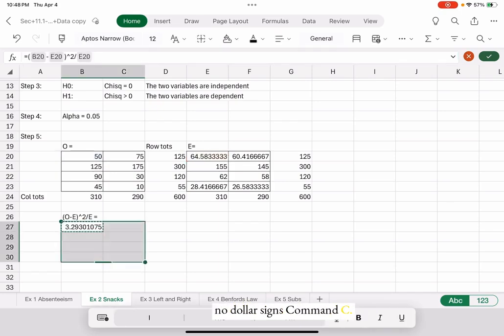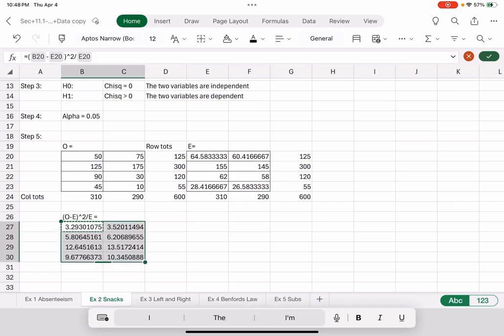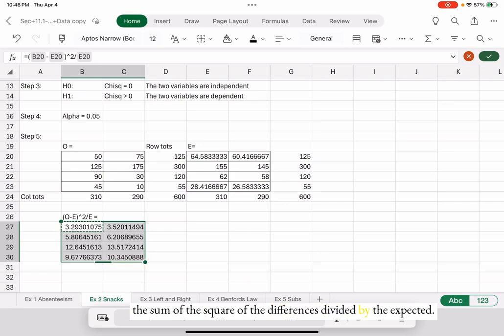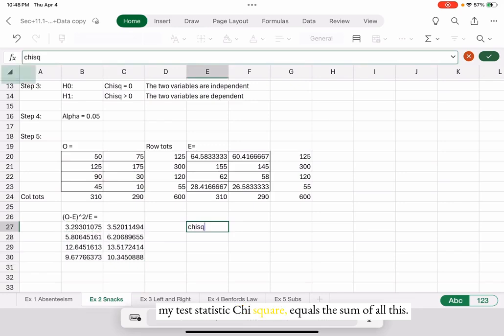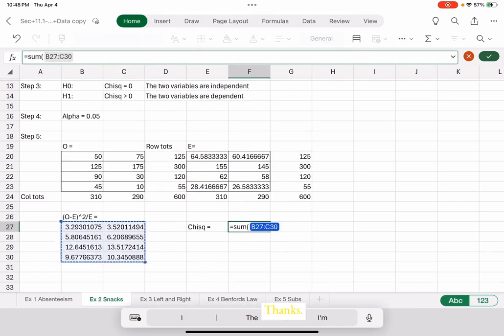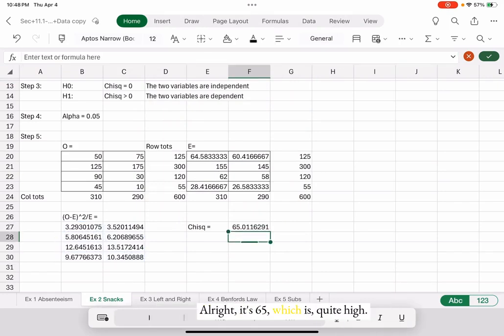Command C, fill that in. Command V. The sum of the differences. The sum of the square of the differences divided by the expected. My test statistic chi-square equals the sum of all of this. All right, it's 65, which is quite high, especially because the degrees of freedom is 3, I think.